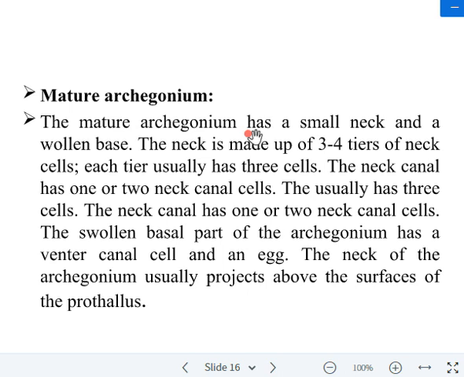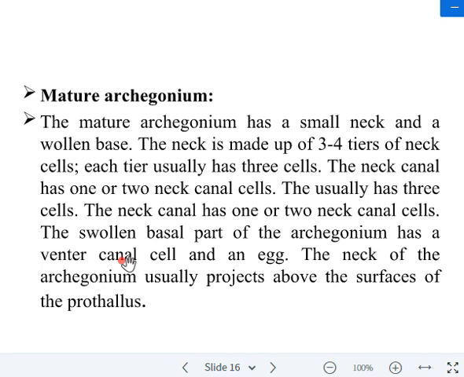The mature archegonium, which is the female reproductive organ, is flask-shaped with a small neck and a swollen base. The neck is made of 3 to 4 tiers of neck cells. Each tier usually has 3 cells. The neck canal cells, 1 or 2, have been reported by pteridologists in the archegonium of Equisetum. There is 1 ventral canal cell and 1 egg cell in the mature archegonium.